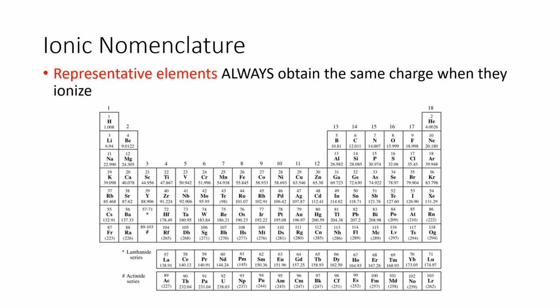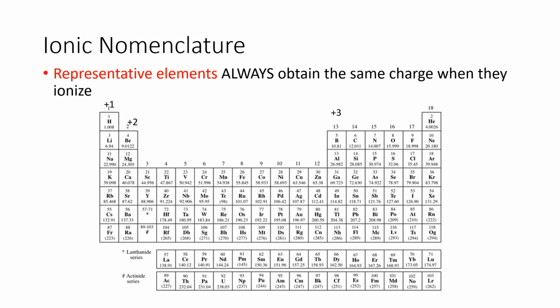Our representative elements will always obtain the same charge when they ionize. So our group 1 metals will have a positive charge, including hydrogen when it is acting as the positive ion. Our group 2 metals will have a +2 charge. Our group 3 metals, like aluminum, will have a +3 charge. We tend to not have ions in group 4.